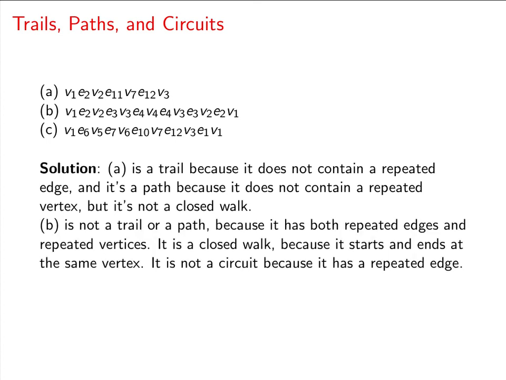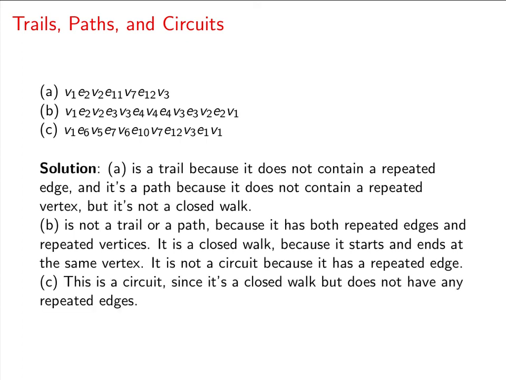The walk in B, it's not a trail or a path because it has both repeated edges and repeated vertices. It is a closed walk because it starts and ends at the same vertex. However, it's not a circuit because it has a repeated edge. And finally, the walk in C is a circuit. It's a closed walk, but it doesn't have any repeated edges.